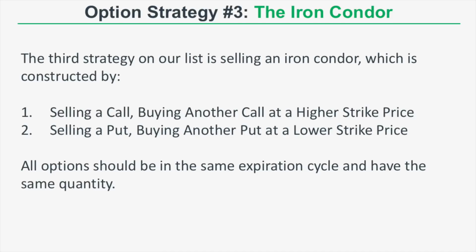Now, all options should be in the same expiration cycle and have the same quantity. So if you sell 3 call credit spreads, you should also sell 3 put credit spreads. So let's go ahead and take a look at the strategy characteristics of the Iron Condor.